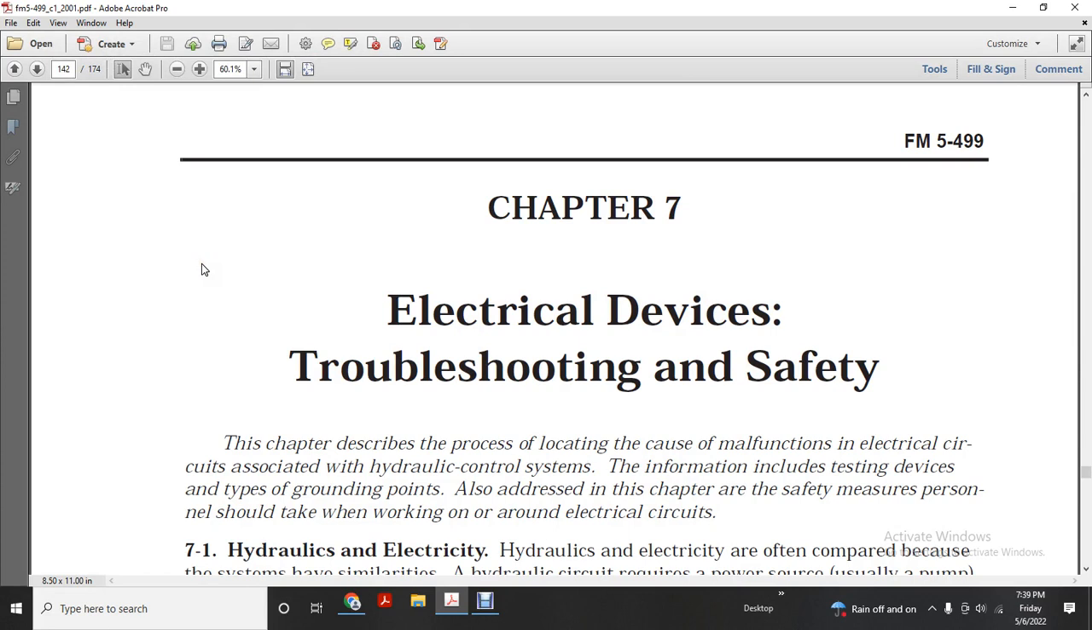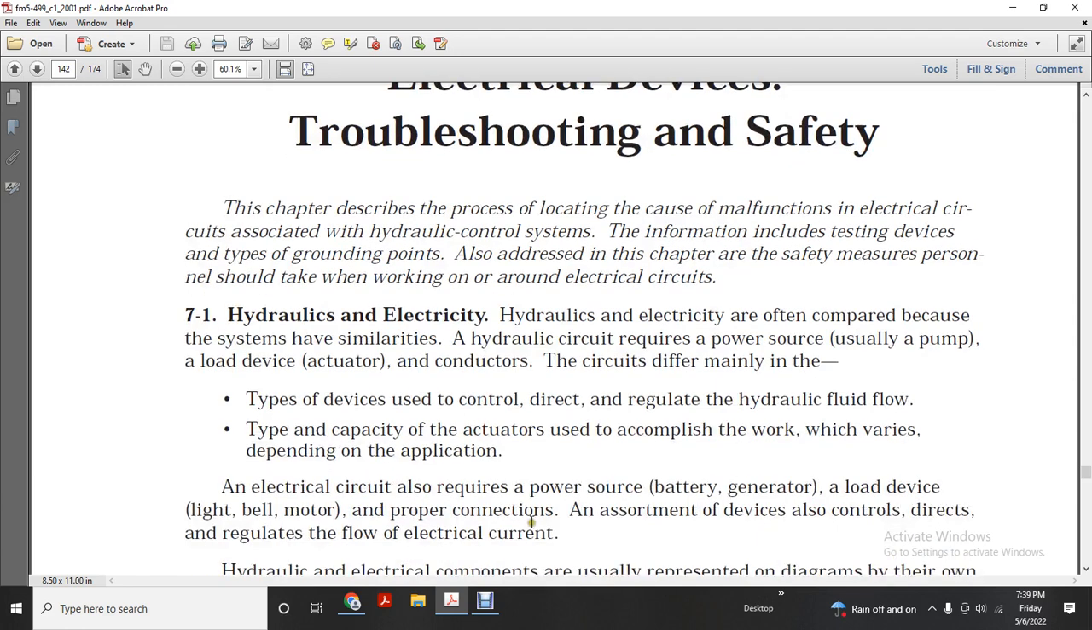This chapter describes the process of locating the cause of malfunctions in electrical circuits associated with hydraulic control systems. Information includes testing devices and types of ground points. The chapter also addresses safety measures personnel should take when working on or around electrical circuits.